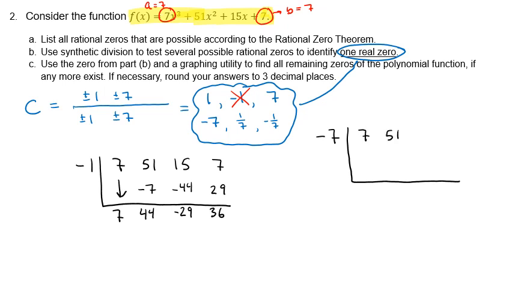7, 51, 15, and 7. Bring down the 7. Okay, so -7 times +7 is -49. Add down, we get 2. Okay, -7 times 2 is -14. All right, this is looking good. Add down, we get +1. -7 times +1 is -7. Add down, we get 0. Okay, so -7 is a zero of this polynomial.